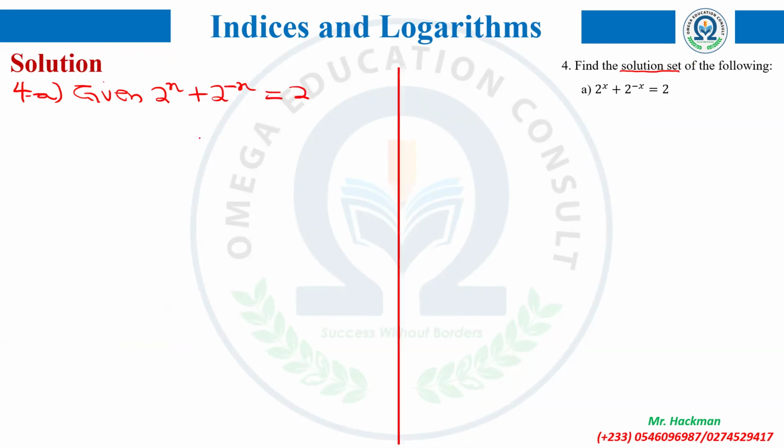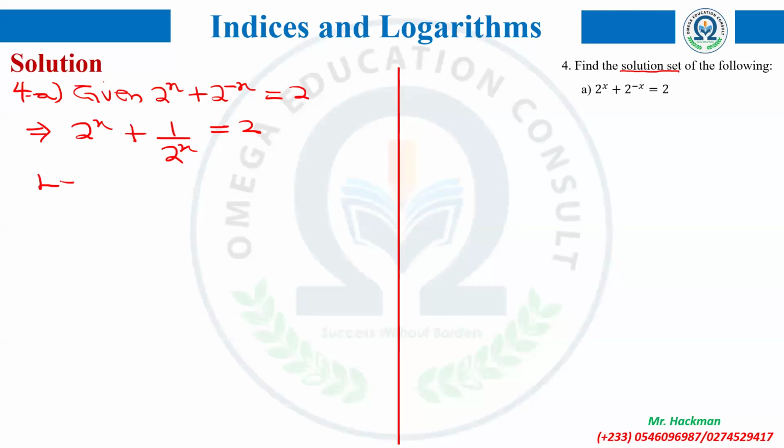In all the examples that we've done so far, you realize that the coefficient of x was positive. Now the coefficient of your x is negative. Don't worry, you are more than equipped. So this will give us 2 to the power x plus, negative exponents will give us 1 over 2 to the power x. Do you agree? Yes, please. It is equal to 2. So now you can see that it is an equation in 2 to the power x.